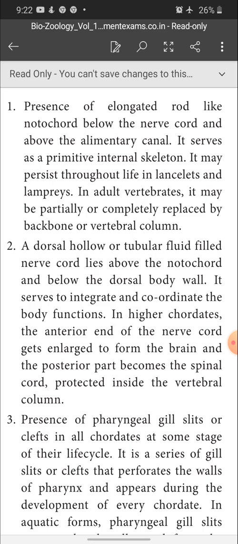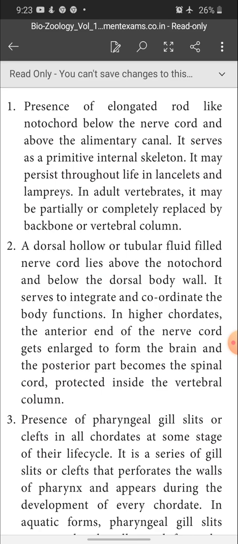Presence of an elongated rod-like notochord below the nerve cord and above the alimentary canal. It serves as a primitive internal skeleton, and it may persist throughout life in lancelet and lampreys. In adult vertebrates, it may be partially or completely replaced by the backbone or vertebral column. So the notochord is present throughout life in animals like lancelet and lampreys, but in adult vertebrates it is partially or wholly replaced by what?